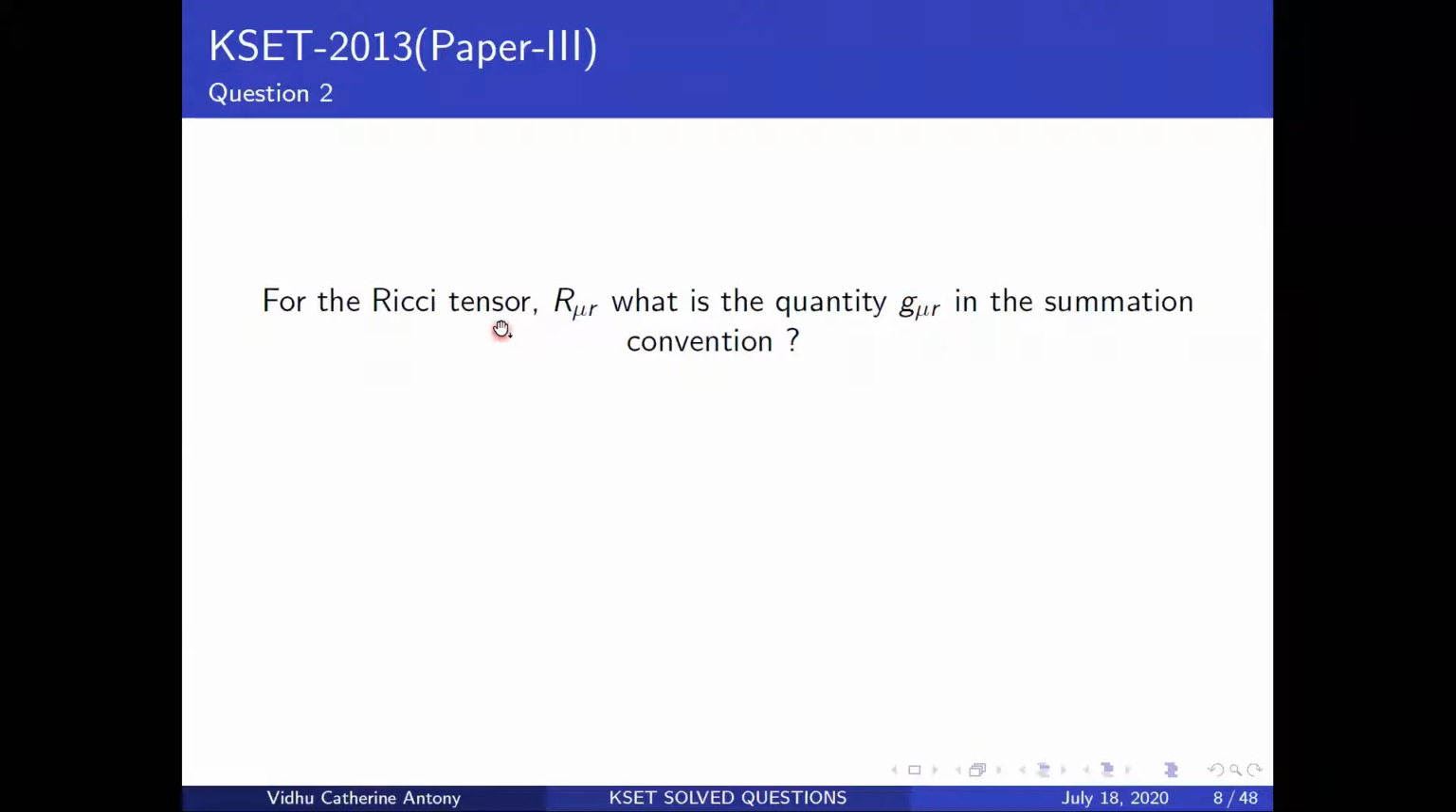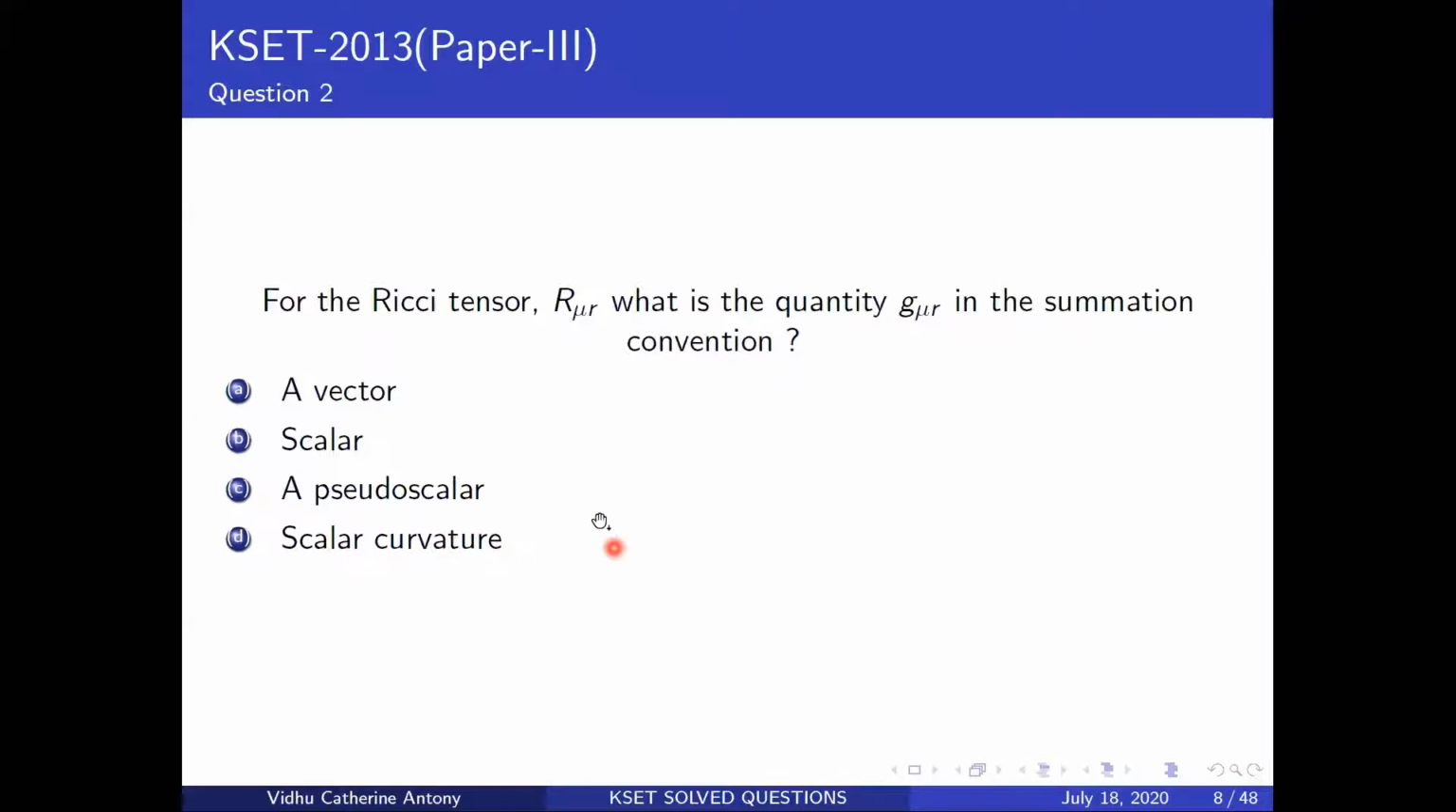Let's look at what the Ricci tensor actually means, and then I go on to showing you the formulas, because otherwise there's no real meaning in doing these questions. You don't even know what it is. I just give you a couple of formulas and you write the answer. Is it a vector, is it a scalar, is it a pseudo scalar, and you don't even know what these options mean. You have scalar curvature and all that coming up.